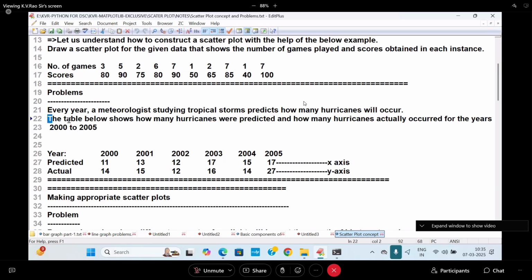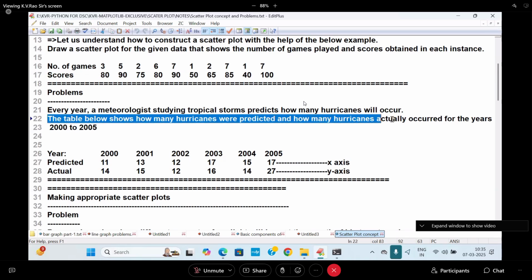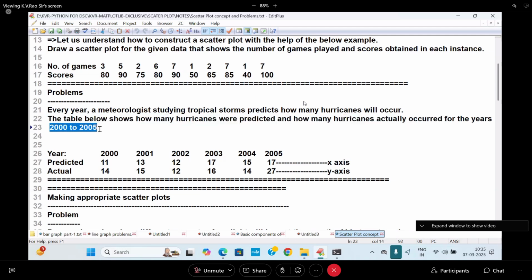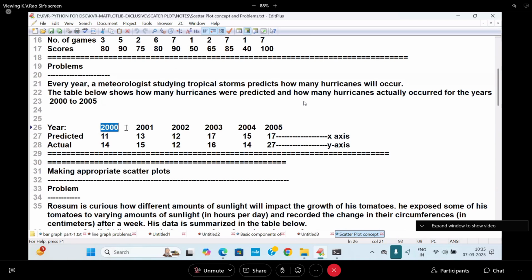So the table below shows how many hurricanes were predicted and how many hurricanes actually occurred in the years 2000 to 2005. So in the year 2000, predicted is 11 and occurred is what? Like 2001, predicted is this much and occurred is this much. In 2002, 12 and 12. 2003, 17 and 16. In 2004, 15 and what? This one. In 2005, 17 and what?